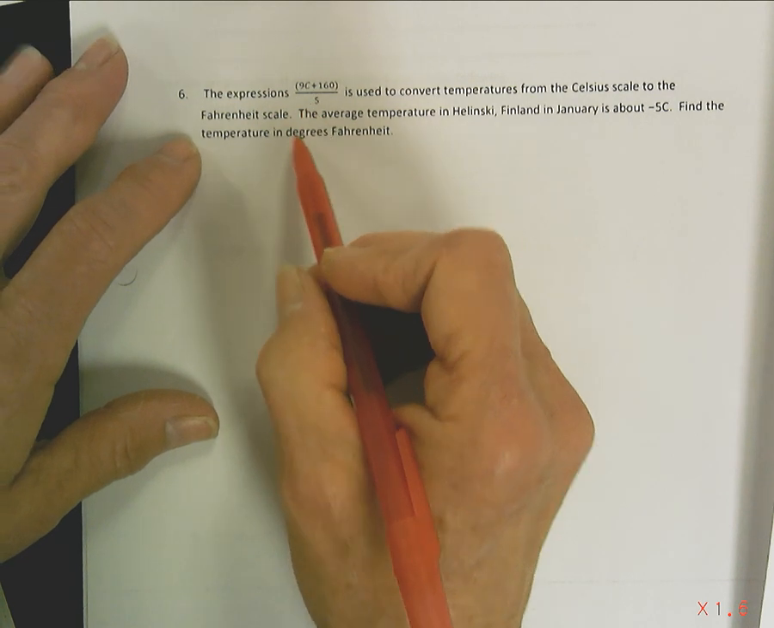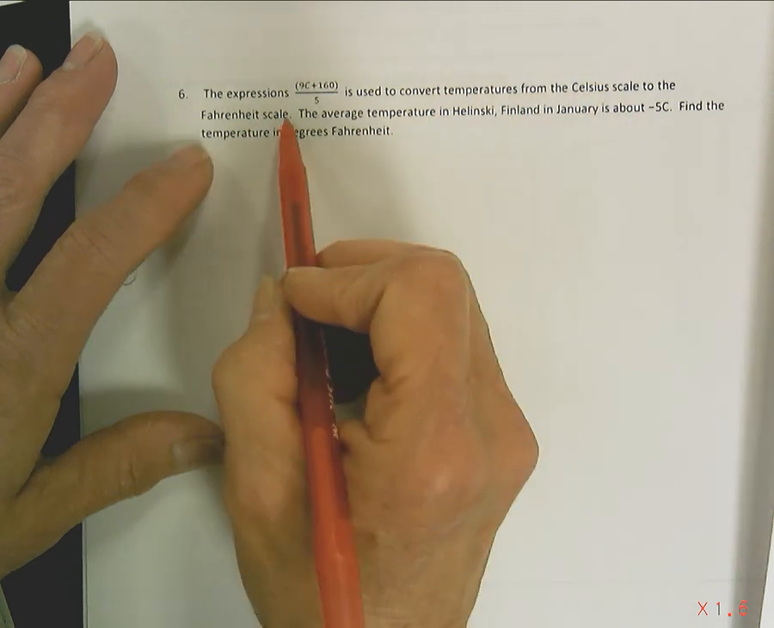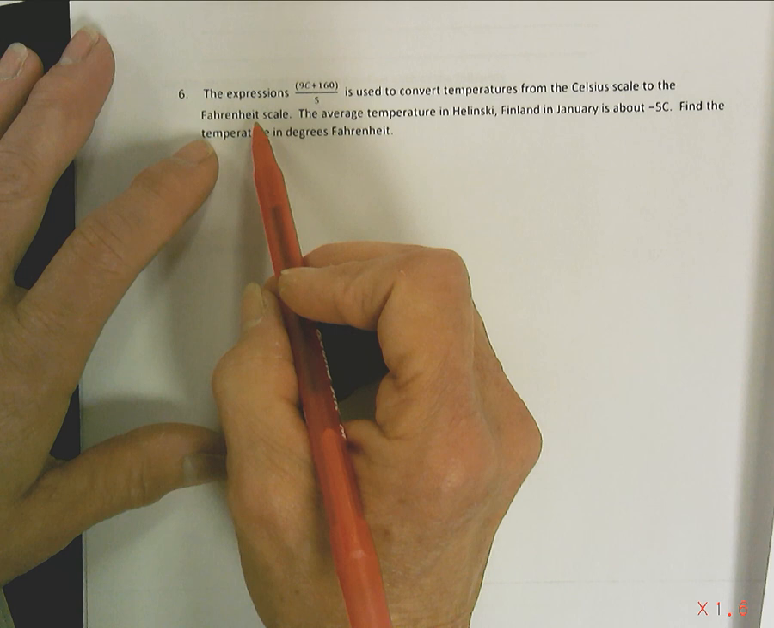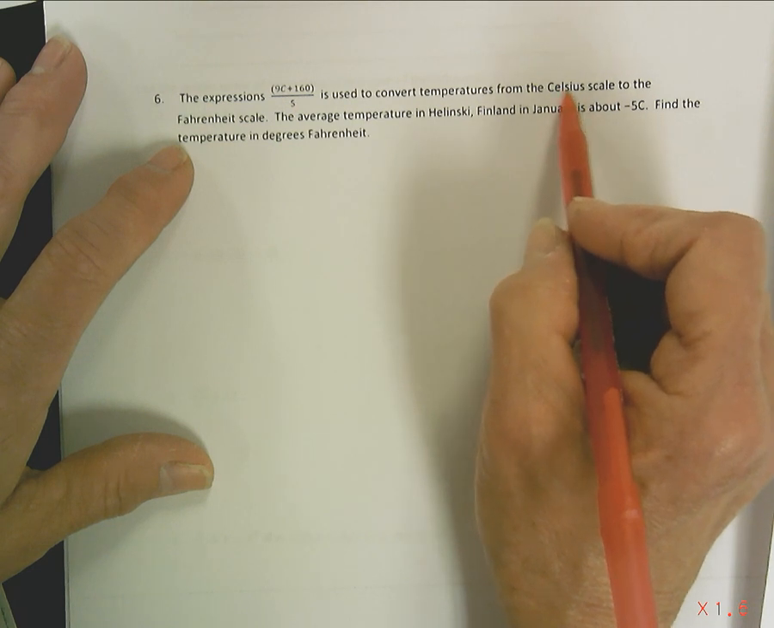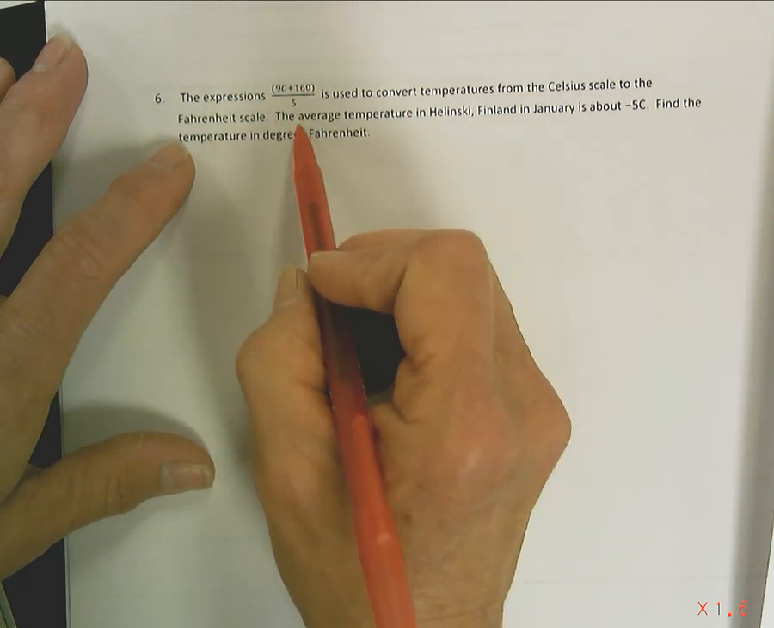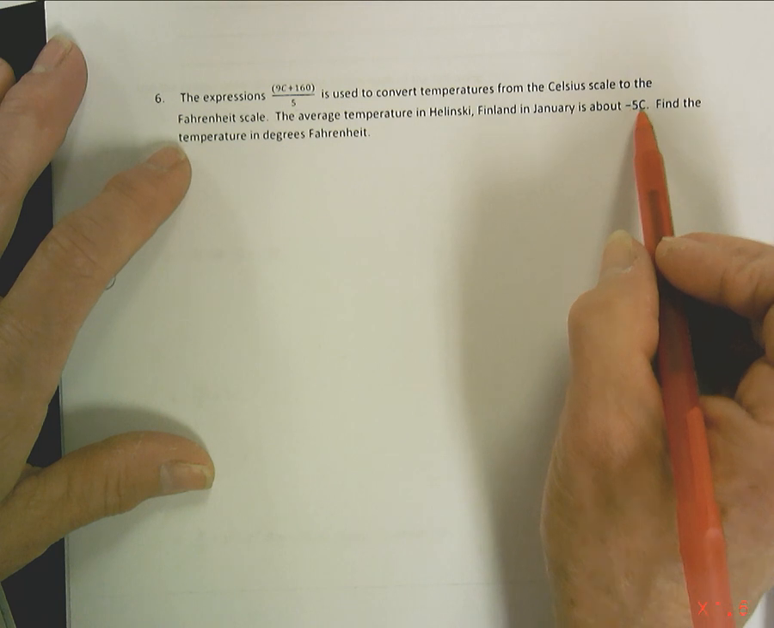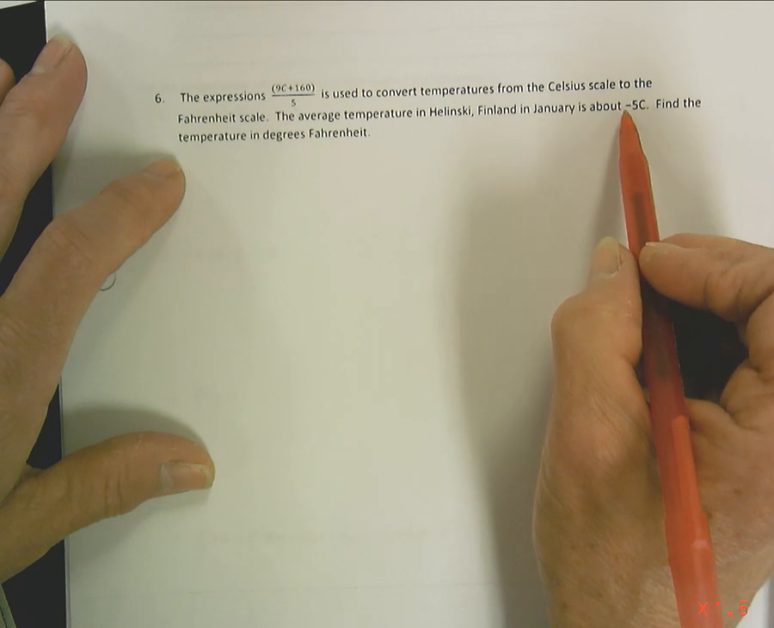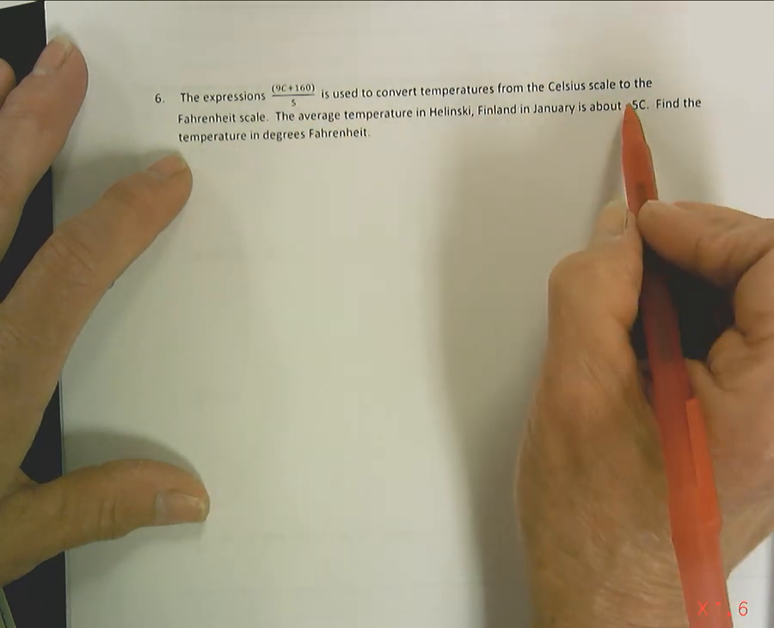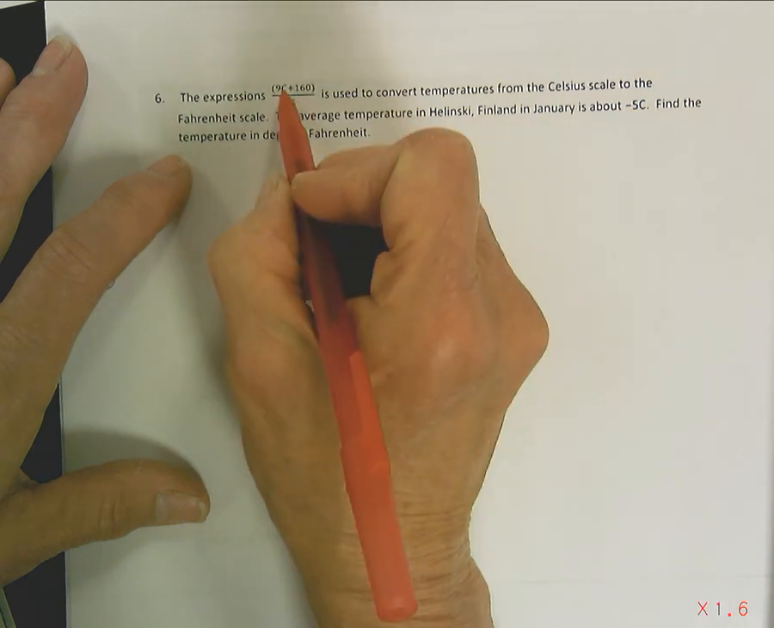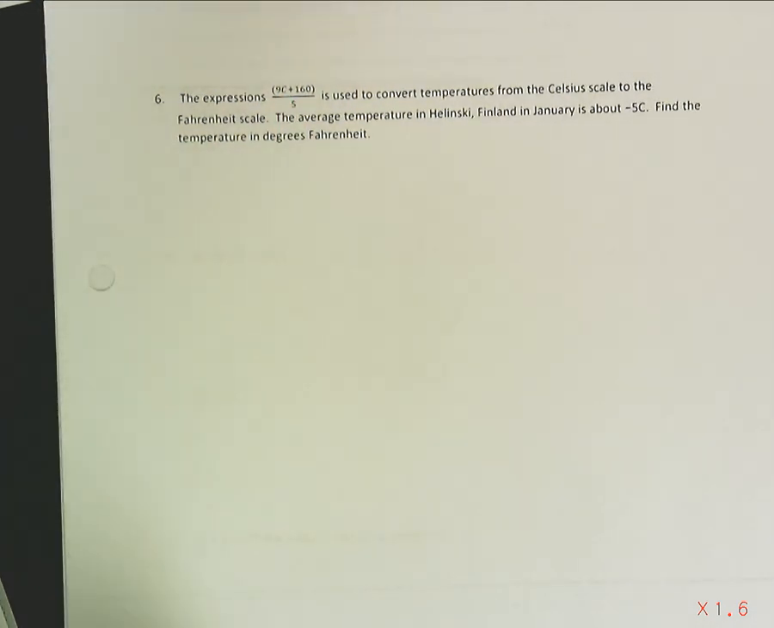Well, let's read the problem to see what this is giving you. The expression here is used to convert temperatures from the Celsius scale to the Fahrenheit scale. Here in America, we use the Fahrenheit scale when we're talking about what the temperature is. Over in Europe, and I think everywhere else in the world, they use something called a Celsius scale. And so this formula converts it. The average temperature in Helsinki, Finland, in January is about negative 5 degrees Celsius. That's what the C means. It's negative 5 degrees using the Celsius scale. And what you are asked to do is to find the temperature in degrees Fahrenheit. So you're going to take this negative 5, put it into the formula in place of the C, and work that out. So you pause the video, you work these two out, and then come back and check yourself.